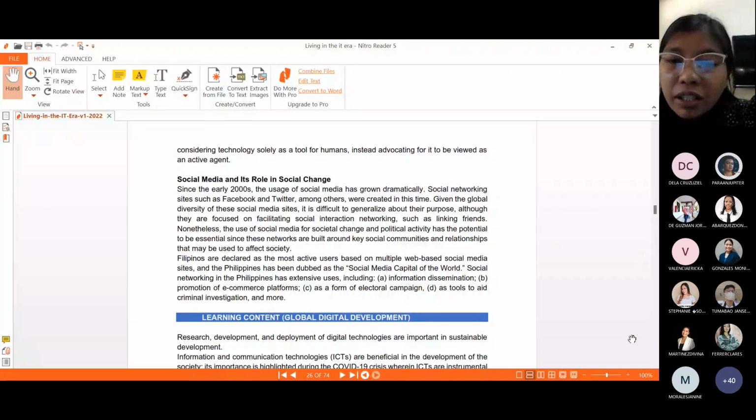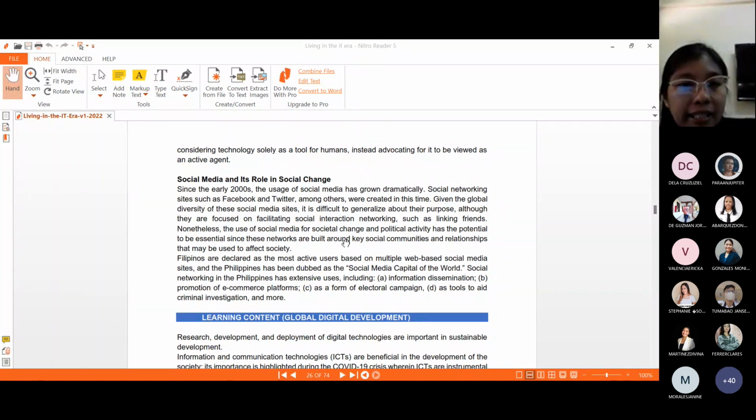Okay. So given the global diversity of these social media sites, it is difficult to generalize about their purpose. Although they are focused on facilitating social interaction and networking, such as linking friends. Nonetheless, the use of social media for societal change and political activity has the potential to be essential since these networks are built around key social communities and relationships that may be used to affect society. Filipinos are declared as the most active users based on multiple web-based social media sites.